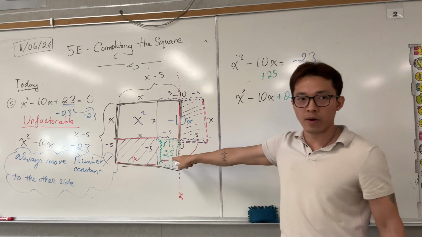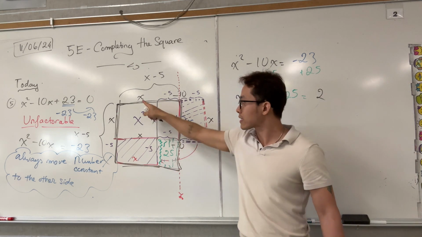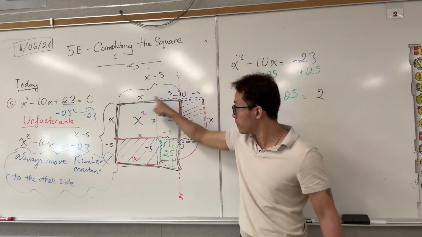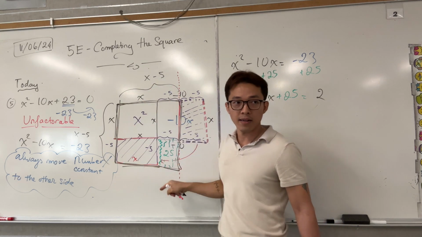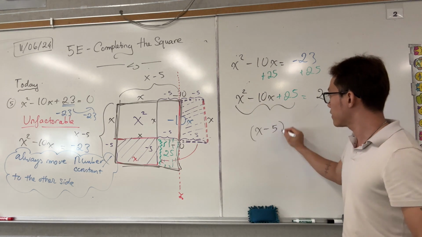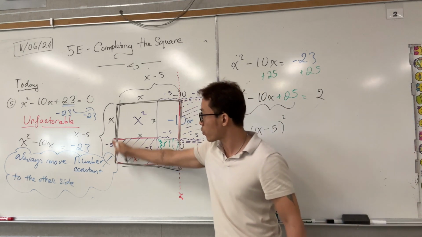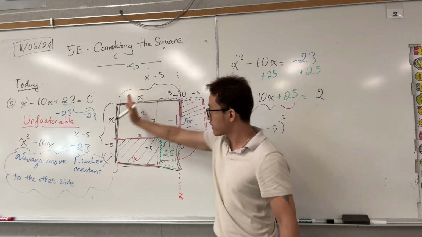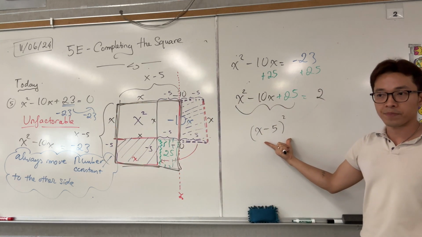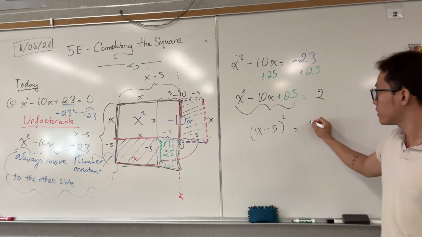Right? Now, this is a new square. Now we completed the square already. When you add 25, you actually complete the square. What is the side of the square again? X minus 5. X minus 5, that's the square. So this whole thing becomes x minus 5 squared. Right? That's the area of this square. Do you agree? Side times side, x minus 5 times x minus 5, x minus 5 squared. You just completed the square already. So now this is equal to 2.